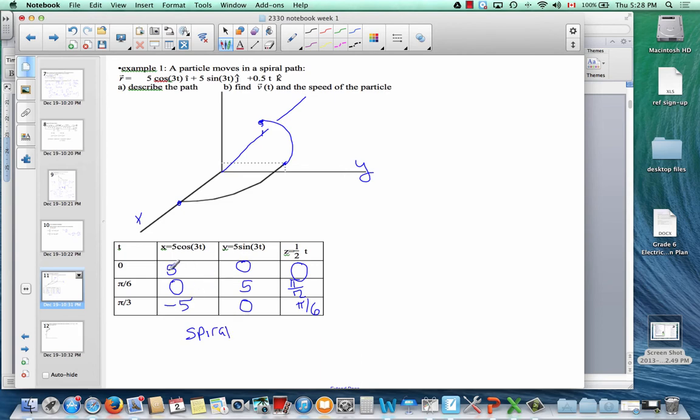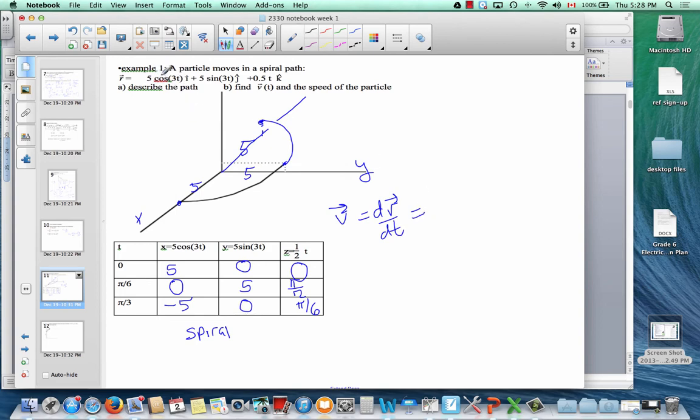Okay, so we're really moving in a circle of radius 5 here, but as we trace out the circle, our z component increases. All right, so we want to find the velocity as a function of time. Well, for the velocity, we're just going to differentiate the position component-wise.